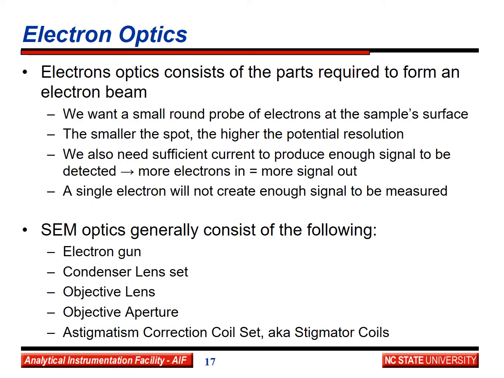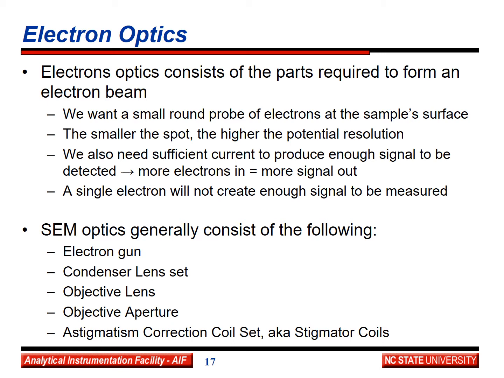The electron optics consists of all the parts that are required to form an electron beam. What we want to end up with is a small, round probe of electrons at the surface of the sample. The smaller we can make the spot, the better our potential resolution. We also need enough current to produce enough signal to be detected, which means that the more electrons we inject into the sample, the more signal we get out of the sample. A single electron will not create enough signal to be measured.